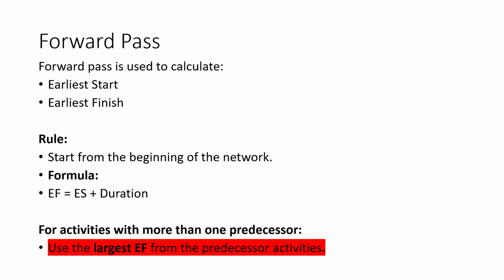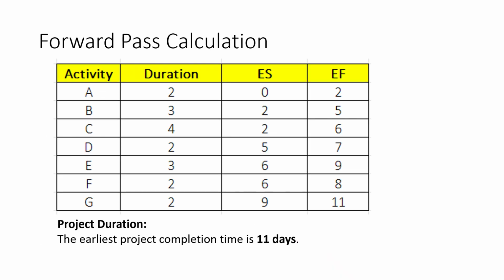For activities with more than one predecessor, we must use the largest EF from the predecessor activities. This is because the activity cannot start until all previous activities are completed. Forward paths help us determine the earliest possible project completions. Now, let us look at the forward pass calculation.